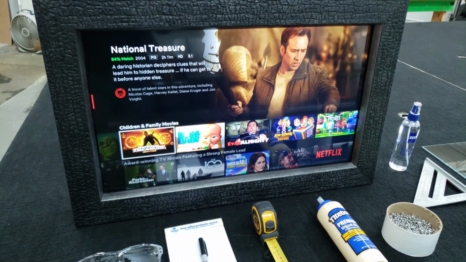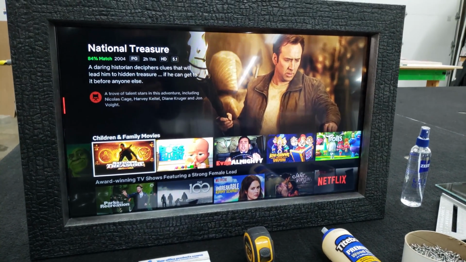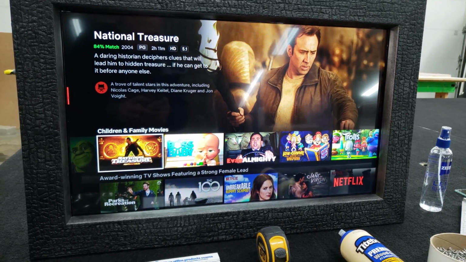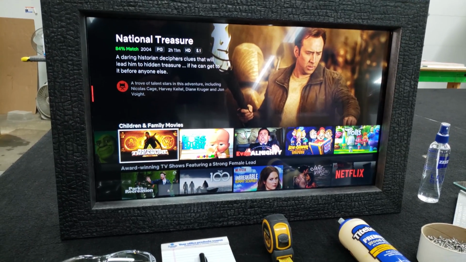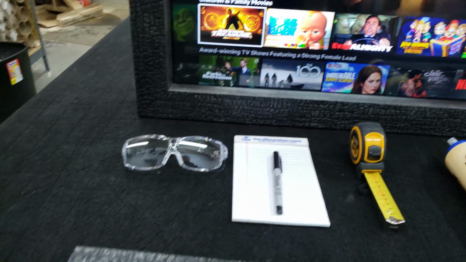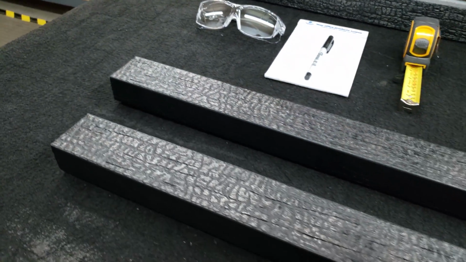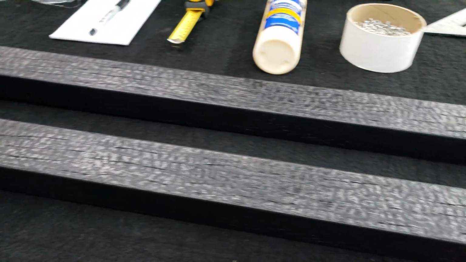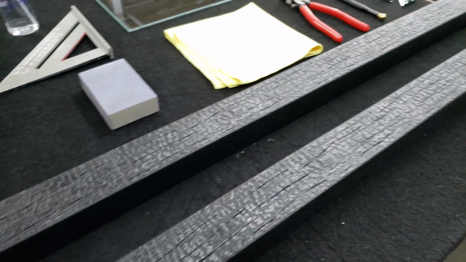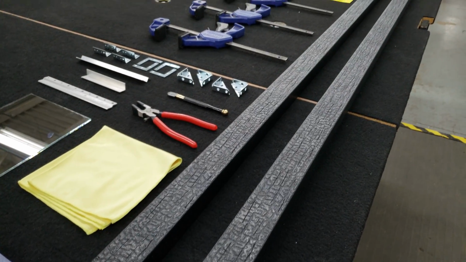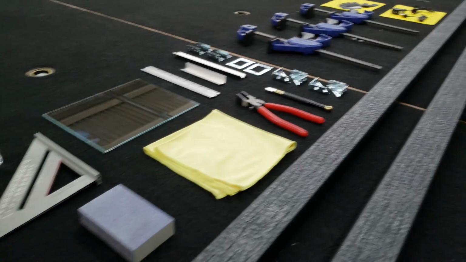Here we have the finished TV along with all of the various parts that I'm going to be using today to build it. Starting, of course, with the frame sticks themselves. This is a yakisugi frame from Japan, also known as burnt cedar wood or carbon.